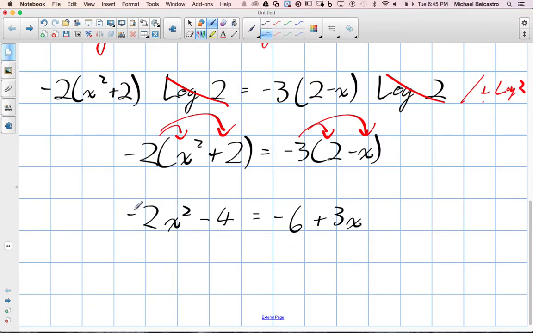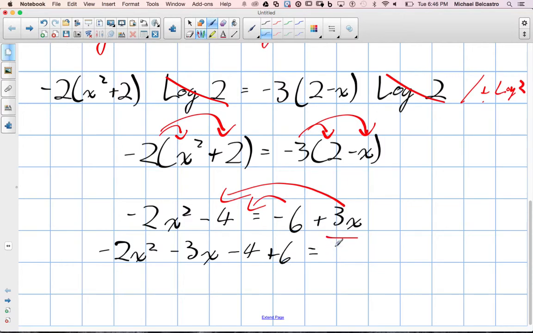Let's move everything to one side, and we're probably going to end up with what looks like a quadratic function, or a quadratic expression, I should say. So when we move everything over, we'll have negative 2x squared. When I bring the positive 3x over, it's going to become negative 3x. We'll still have negative 4. And when we bring our negative 6 over, it will become positive 6. Now that we've done that, there's nothing left on the right side. It's essentially equal to 0. We can simplify those two terms. So negative 2x squared minus 3x plus 2 is now equal to 0.